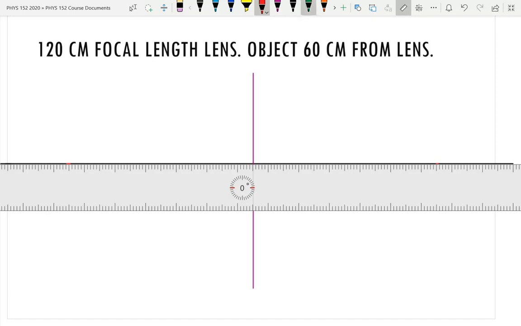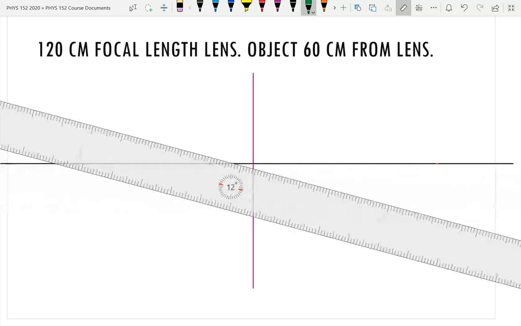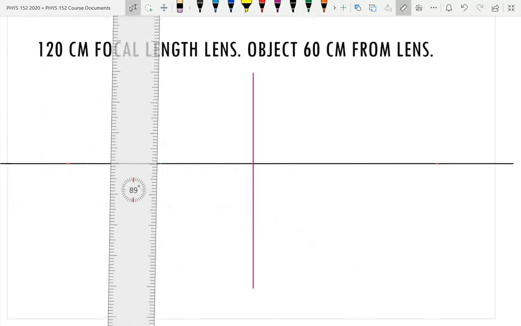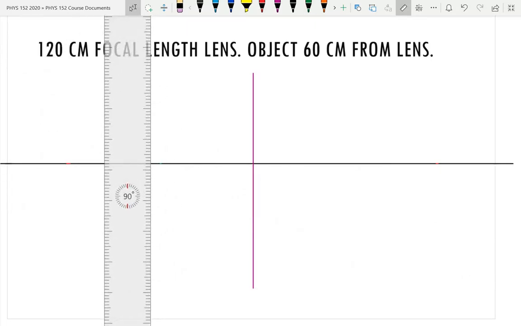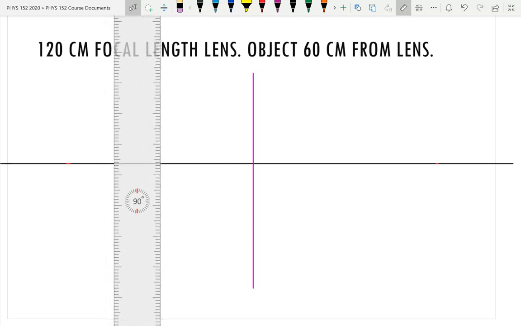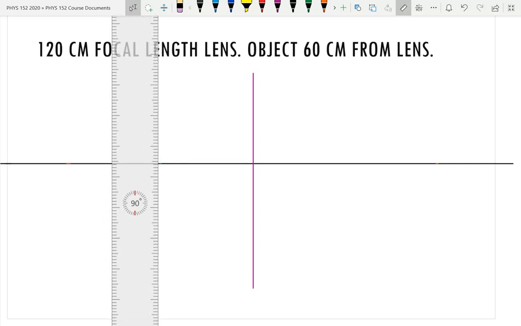And then my object is going to be located 60 centimeters from the lens. Which side? That's a very good question. By convention, we put our object on the left-hand side, and we have the light go left to right. That's a convention. Does it matter? No. Okay, so now I have the set for vertical. Put this on my object.